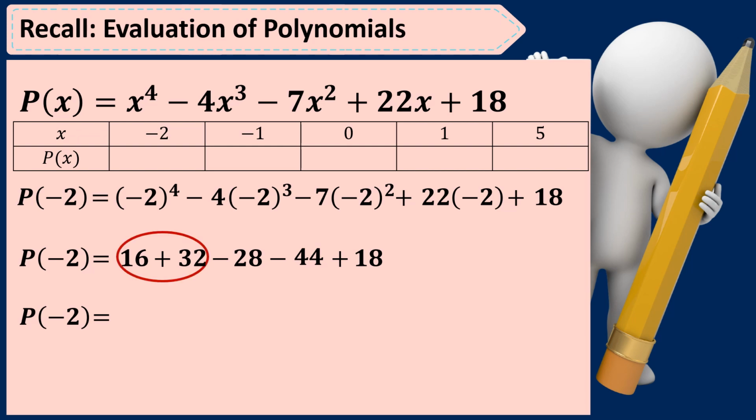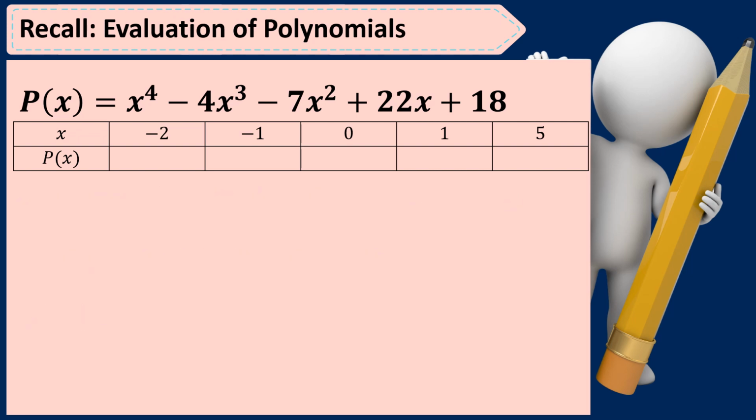16 plus 32 is equal to 48. 48 minus 28 is equal to 20. 20 minus 44 is equal to negative 24. Negative 24 plus 18 is equal to negative 6. So P of negative 2 is equal to negative 6.